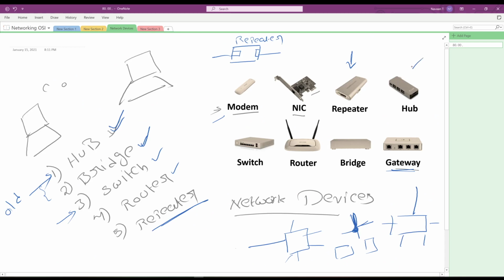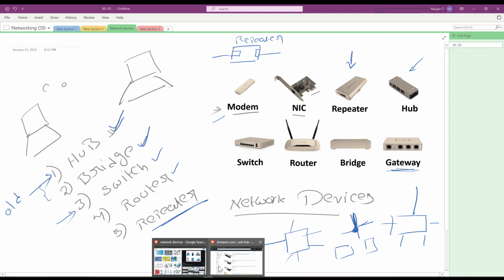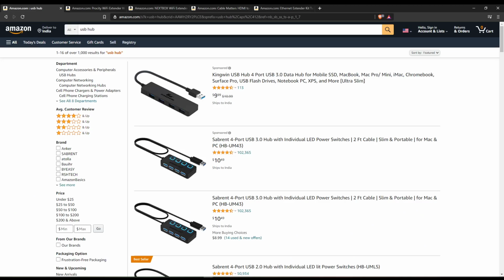Do you see PC slots like access? This hub is not something we connect to a PC slot. If you want to extend the USB ports, we don't use that.